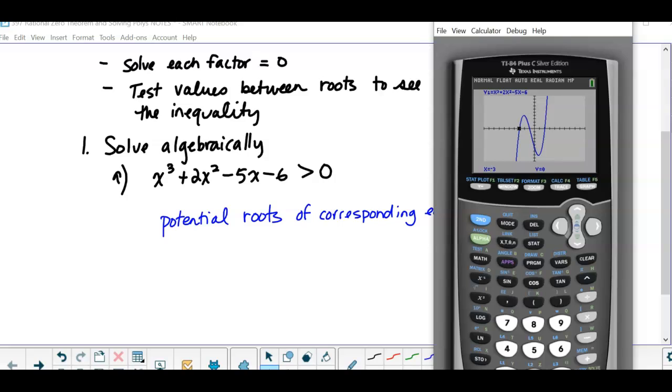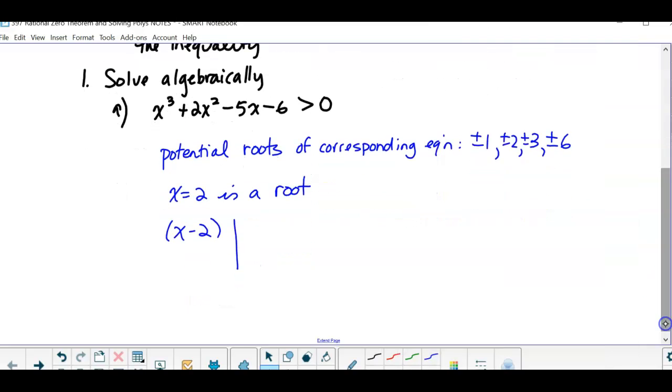but it says solve algebraically. That's not algebraically on your calculator. You're using it as a tool to help you. So from this, I'm going to choose the first positive one. So x equals 2 is a root of the corresponding equation. So now I'm going to factor then by x minus 2. If you've chosen the correct root, you should get 0 as your remainder.